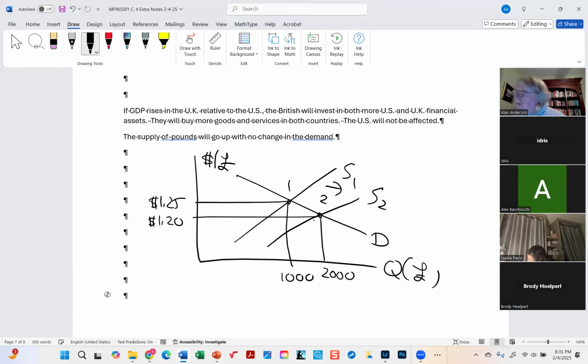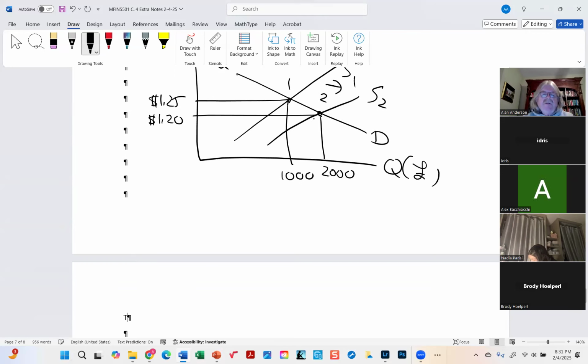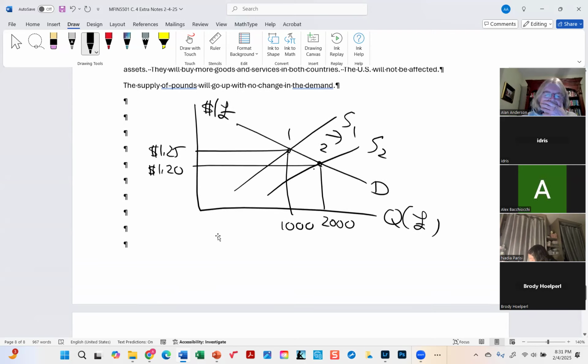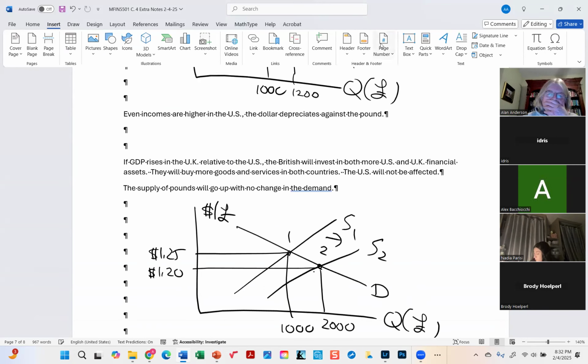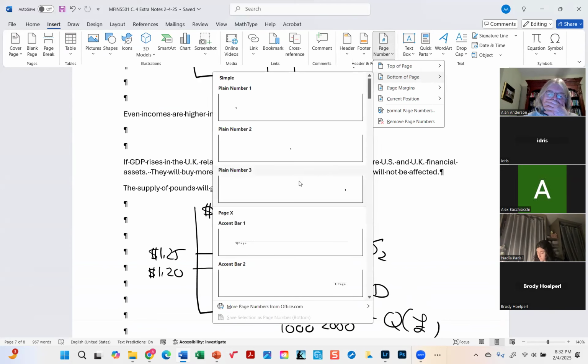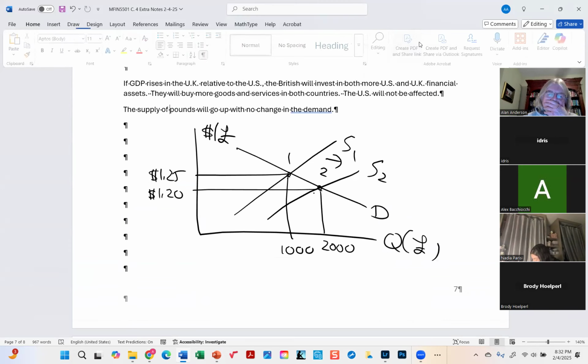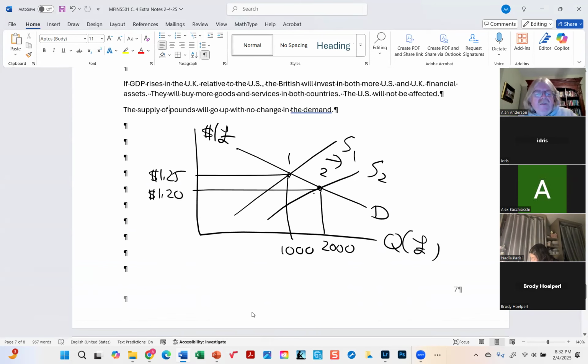Okay, and again, although it sounds backwards, the result will be a stronger dollar and a weaker pound. Now, there's a couple of other factors they mentioned here.